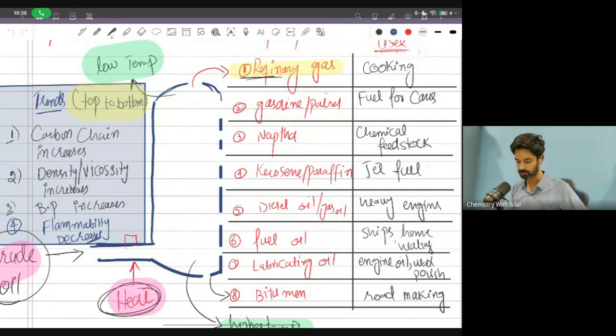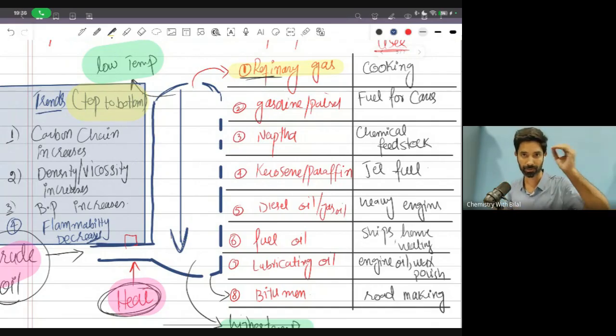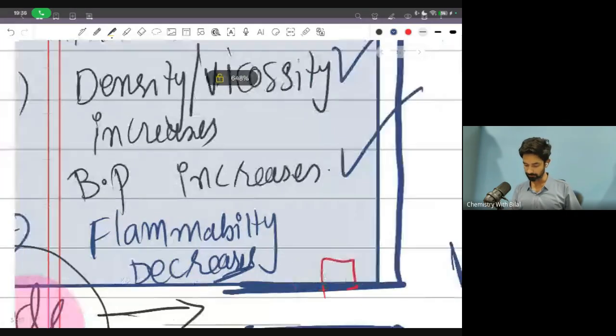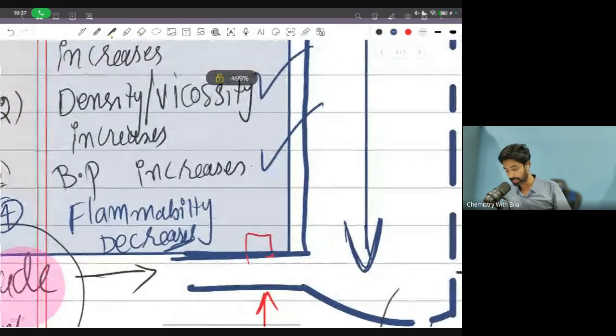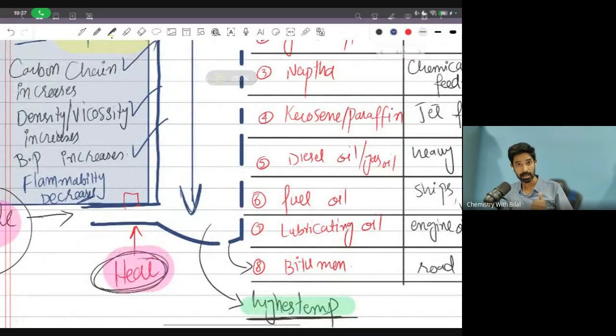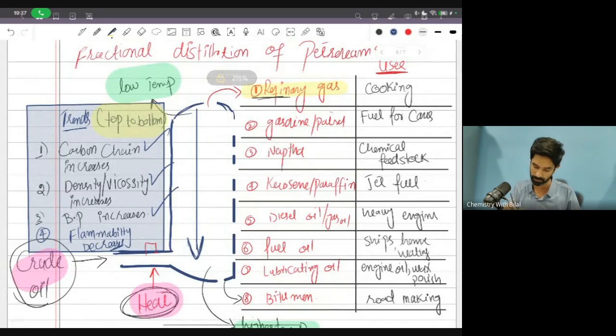मैंने आपको बताया था as you go top to bottom in this column, carbon chain is increasing. The one on the top has the lowest number of carbon. नीचे आ रहे हो carbon chain बढ़ रही है. Carbon chain is increasing, density is increasing, boiling point is increasing. The only factor that decreases is what? क्या लिखा हुआ है सामने? Flammability decreases. इसका मतलब ये है कि higher the carbons, lesser the flammability. ये बताया था आपको. Make sense everyone?